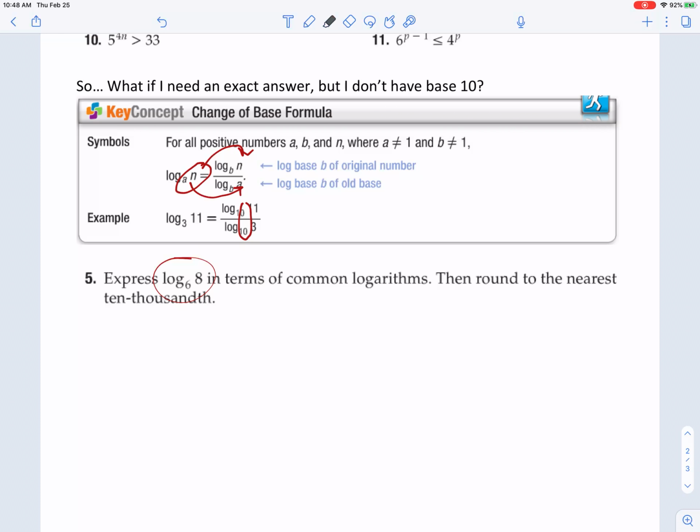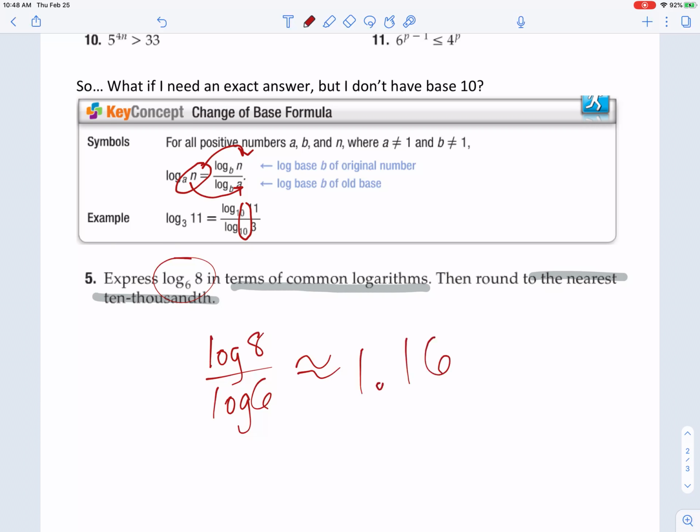So if I read the directions, first it says express in terms of common log. What it wants there is for me to say log of 8 divided by log of 6. Then round to the nearest 10,000th. That's it saying, hey, plug that into your calculator. Okay, so I just type log 8, close parentheses, divided by log 6, close parentheses, and I get 1.16. 10,000th would be 4 decimal places, so I want to go on to 0.6.